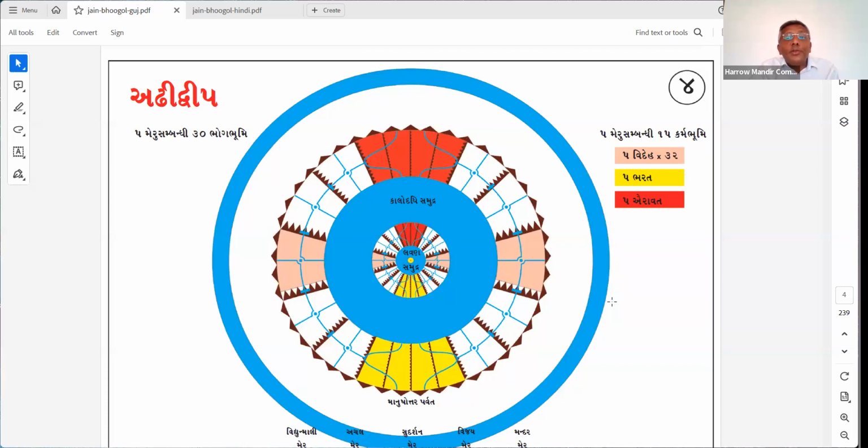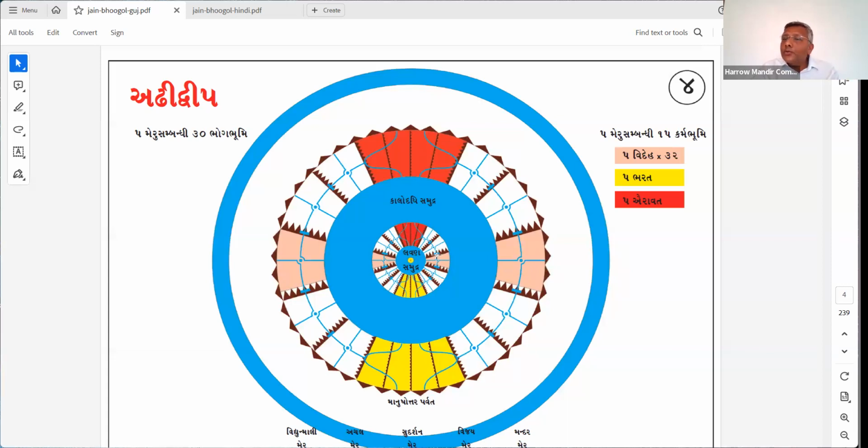Swayambhu Raman Samudra. Again, an important name to remember because this comes up in our scriptures a lot. It's the largest ocean that there is. Okay, so that's how the islands and the oceans are made up. So where do we reside? We reside in the center, 2.5 islands only.